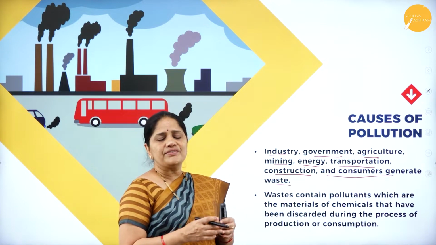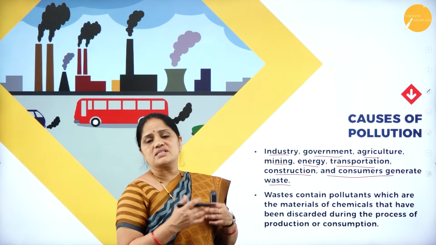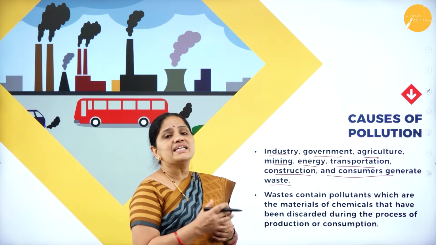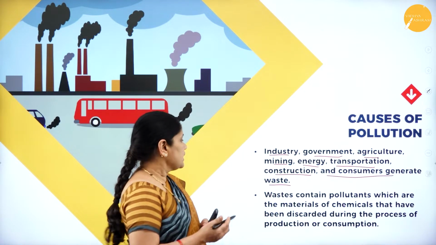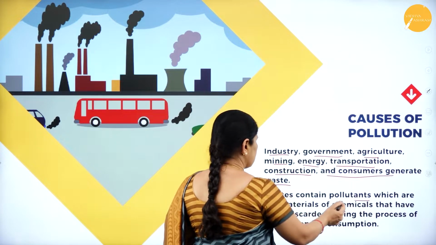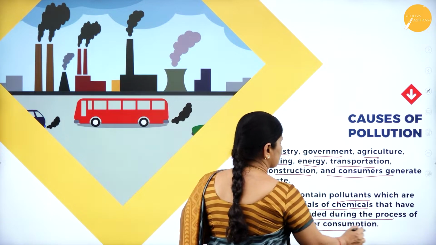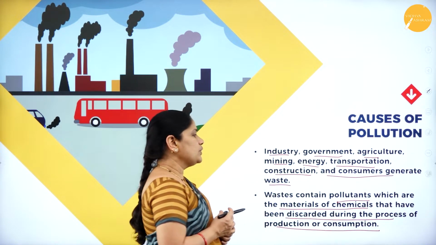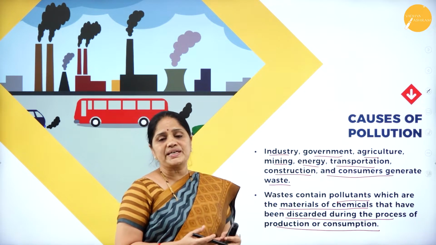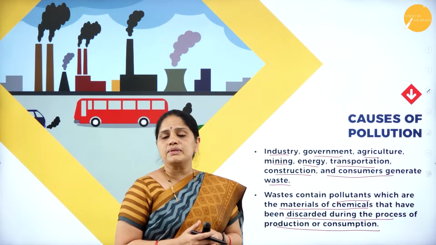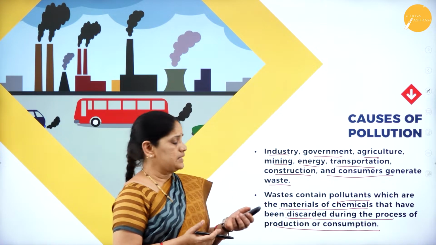This waste, if it is degenerative, then it is fine. But most of the waste is not degenerative, so it cannot be absorbed by Mother Earth. That is why it is giving out toxins. Then, waste contains pollutants, which are materials or chemicals that have been discarded during the process of production or consumption. These pollutants which we are discarding into the earth or into the land or into the air are causing a lot of problems for humans, and also a lot of pressure for the animals.